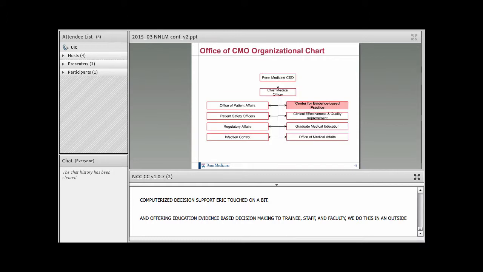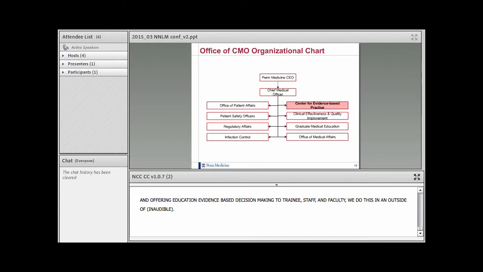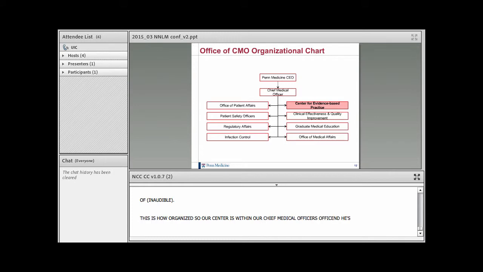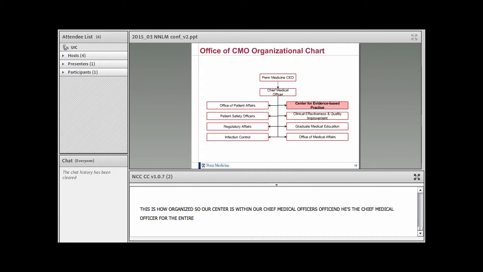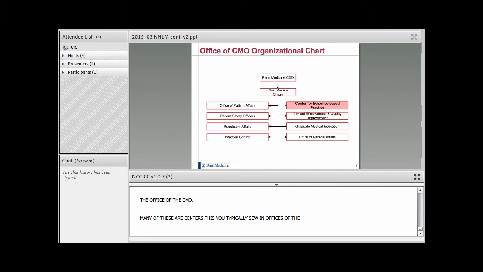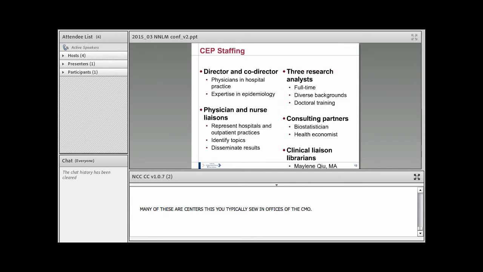And this is how we're organized. So our center is within our chief medical officer's office, and he's the chief medical officer for the entire health system. He reports up to the CEO, and there are many different departments and centers within this office of the CMO. Many of these are centers that you typically see in offices of the CMO, and we're just one of those centers.